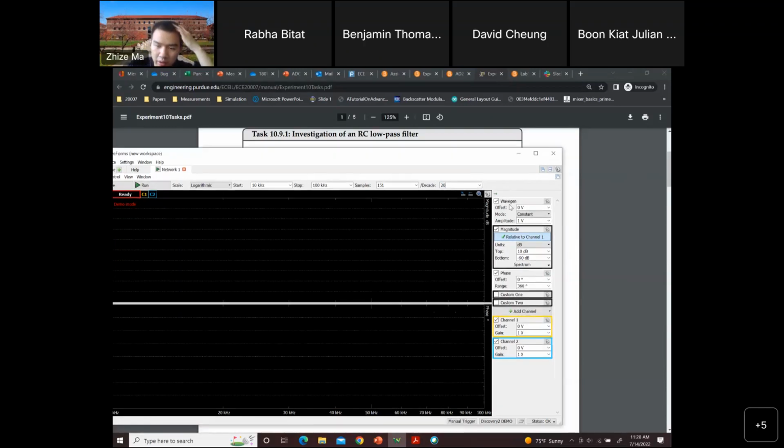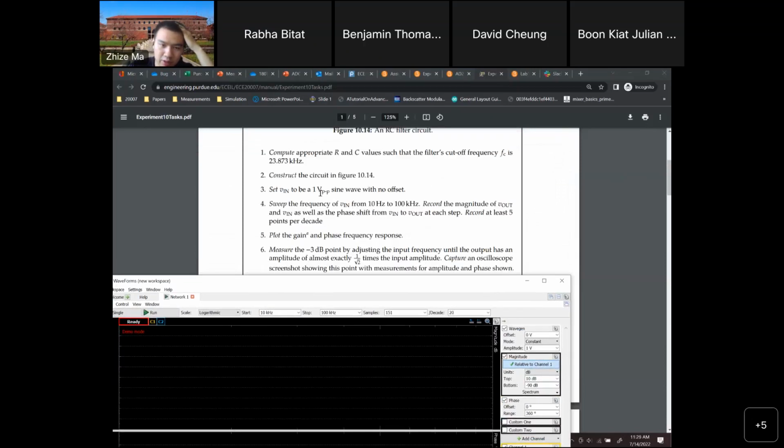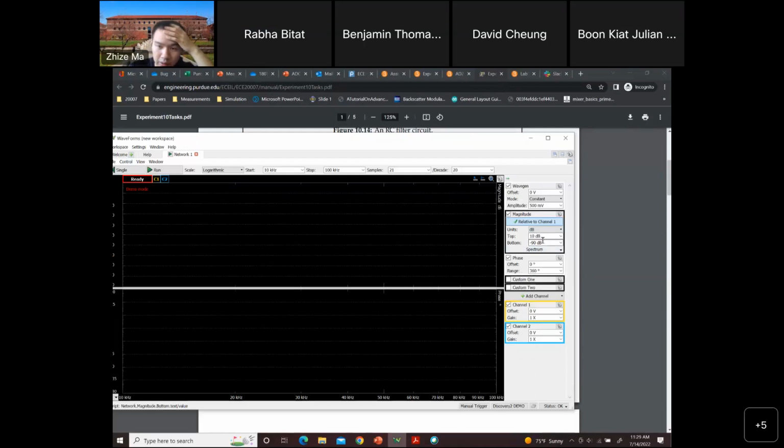And then here is the wavegen, which controls the input. The requirement here is 1 VPP, which means the amplitude will be 0.5 volt. Then another thing you can do is change the range of the plot to make the plot look better. You can change the range of the x-axis and also the y-axis.